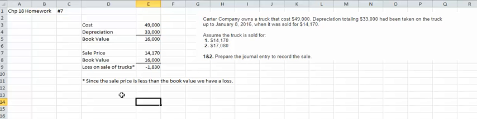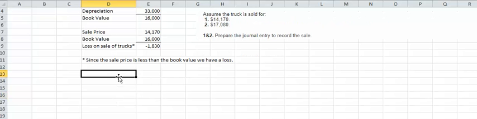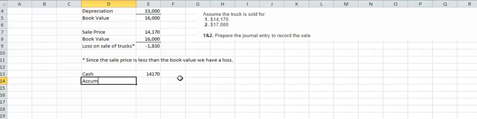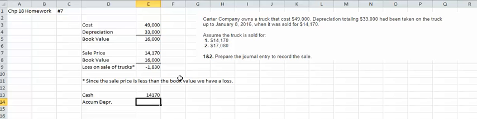So what we're going to do for a journal entry, let me see if I can expand this down here. We're going to debit cash for 14,170. I think that's right. Yeah, 14,170. We're going to have accumulated depreciation. Accumulated depreciation has a credit balance. So in order to take it off the books, we're going to debit it. It's kind of like a closing entry where we're just taking it to zero. So that's going to be 33,000.